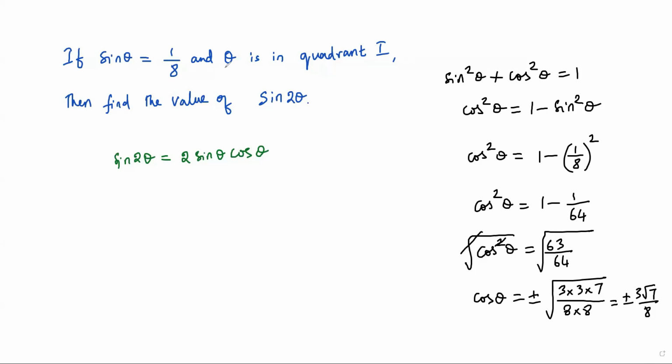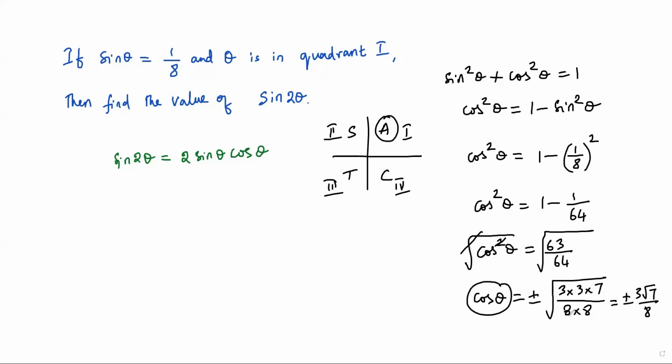Okay, the question clearly says theta is in quadrant 1. In the first quadrant, this is the first quadrant, second quadrant, third quadrant, and this is the fourth quadrant. And we have the concept ASTC. So in the first quadrant, we have the letter A. A means all trigonometric ratios are positive in the first quadrant. So since all trigonometric ratios are positive in the first quadrant, cosine theta must also be positive. So we can write cosine theta equals positive 3 square root of 7 over 8.